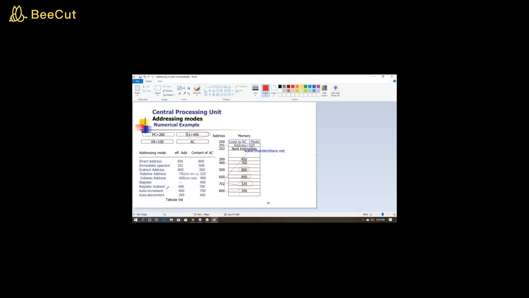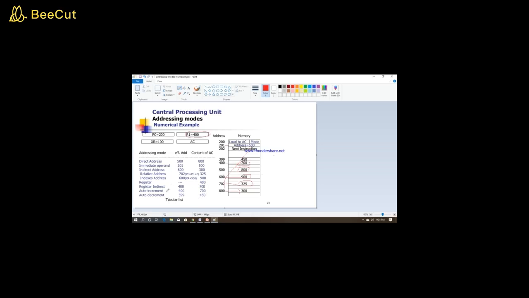Next is register indirect, where most computers are based on register indirect only. Anyhow, it executes instructions very fast. Just now I told you the register value is 400. It is by itself the memory address, itself the effective address. So 400, the 400 memory location stands for and represents 700. So you can finalize 400 and write the content of the accumulator as 700.